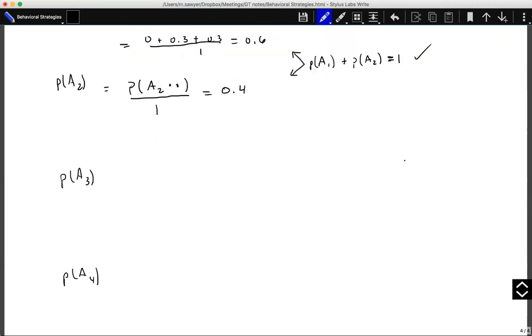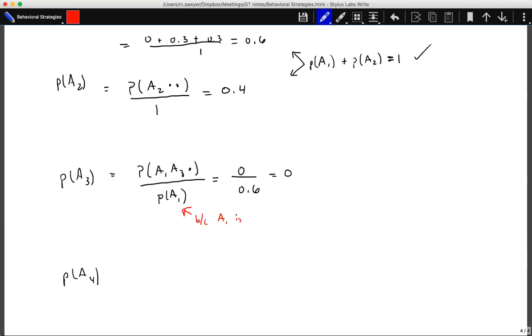The probability of A3 is only present in A1, A3 dot, but to get to A3, we had to go through A1 first. And so this is 0 divided by the probability of A1, which is 0.6, which is what we found. So this is 0. And again, we divide by the probability of A1 because A1 is in the history of A3. When we looked back at how we got to A3, we had to go through A1 first.